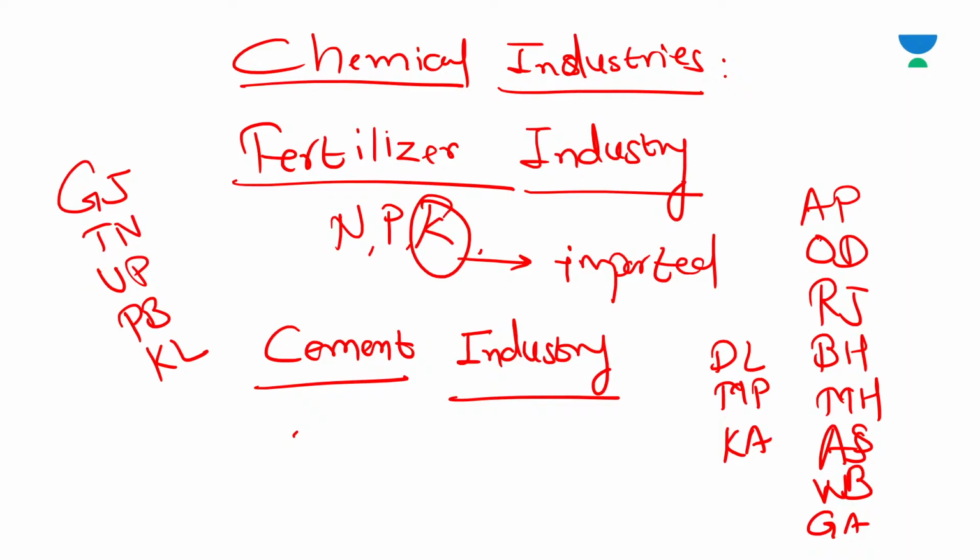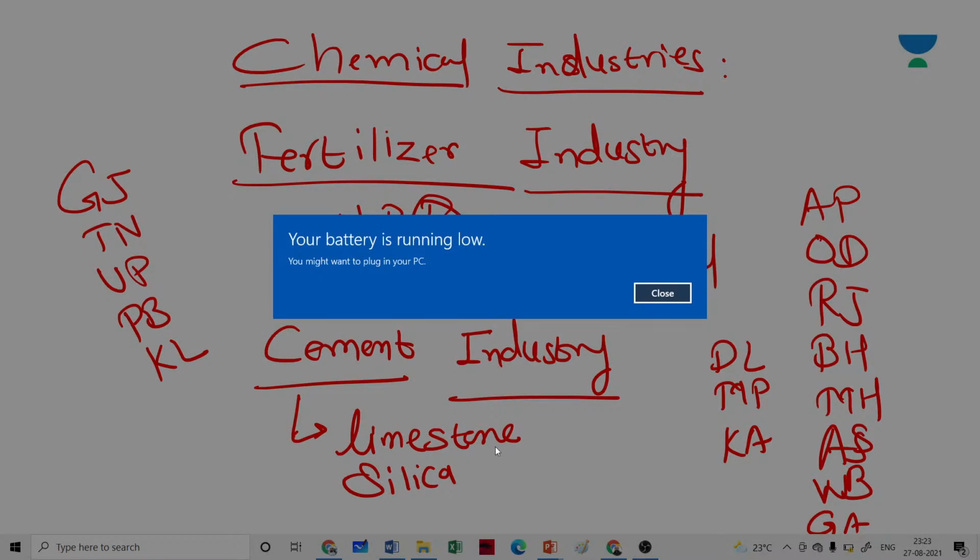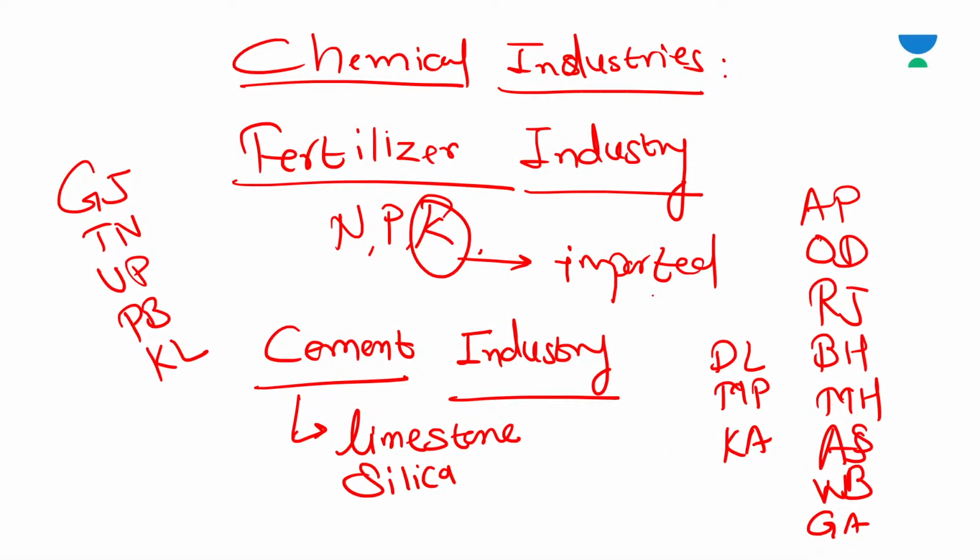This industry requires heavy raw materials like limestone, silica, gypsum, so coal and electric power are needed apart from rail transportation.